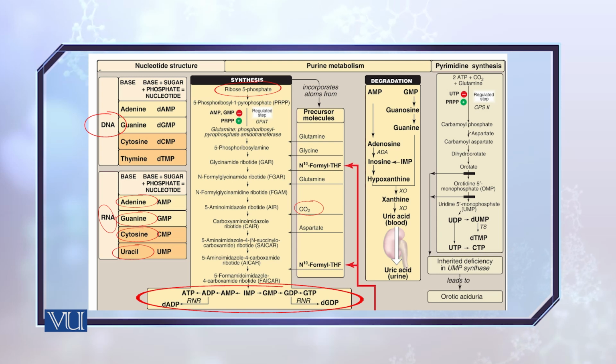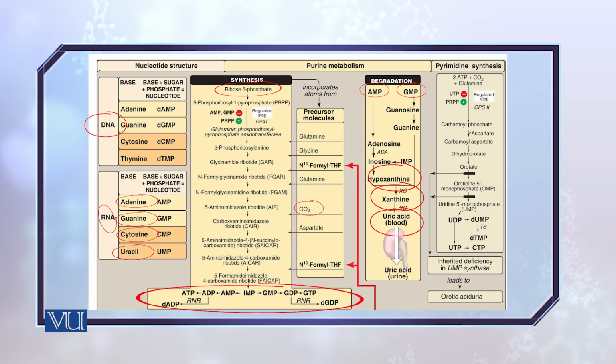Then there comes the degradation of purines. Whether it's AMP or guanosine monophosphate, they both converge during the degradation process towards the formation of hypoxanthine, which is converted into xanthine, and this xanthine is then changed into uric acid. So uric acid is the final product of the degradation of these nucleotides, and it is then excreted out through the kidneys.